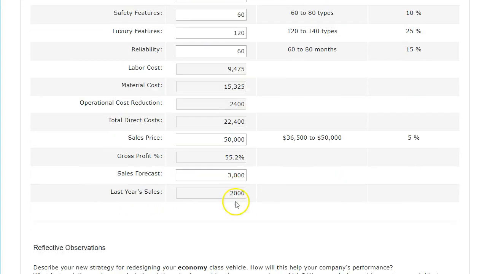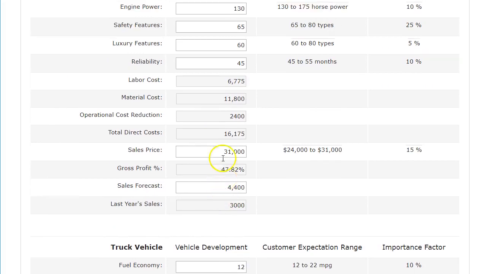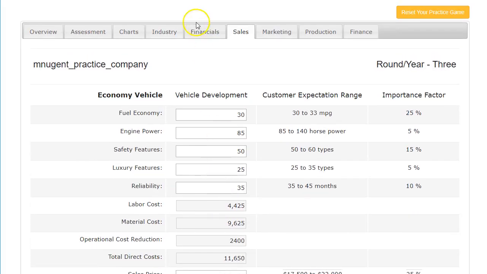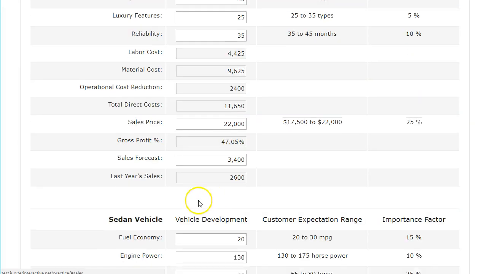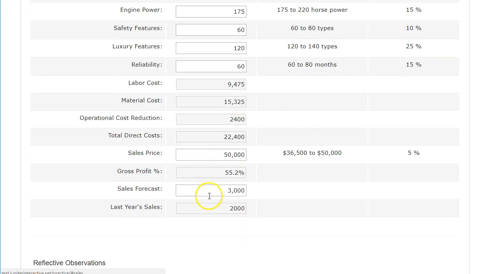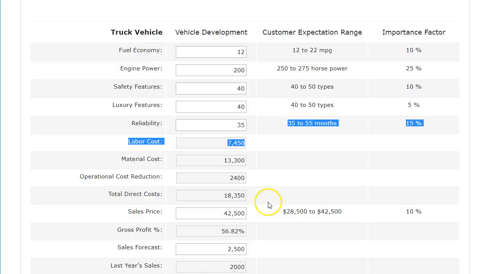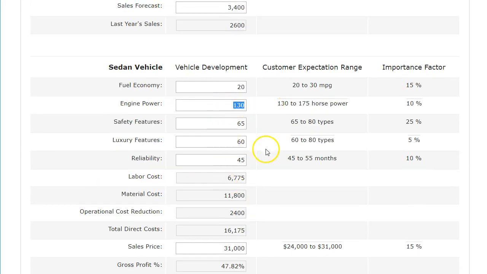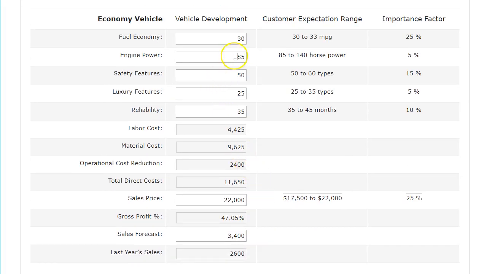Okay. Now also I'm looking at 55, 48, 47, 47. So if I go to my overview, I see I left off with a profit margin of 50%. I actually went down from year 1 to year 2. So if I go back to my sales, I see that 3 of the 4 cars are not beating those expectations. So I'm going to have to lower some of my variables to get above the 50% I had last time.